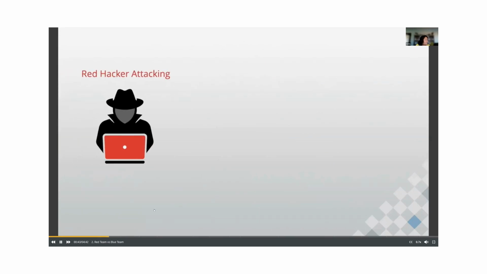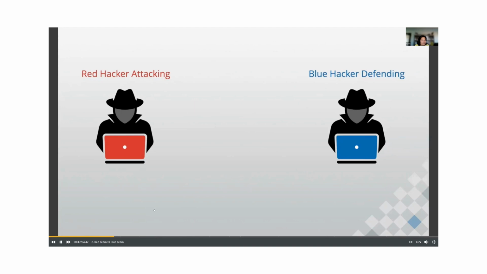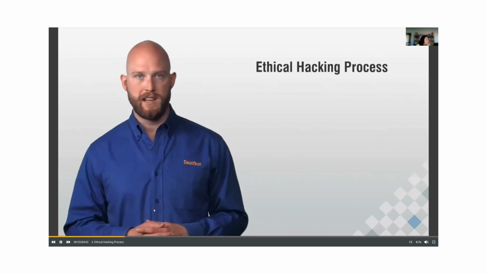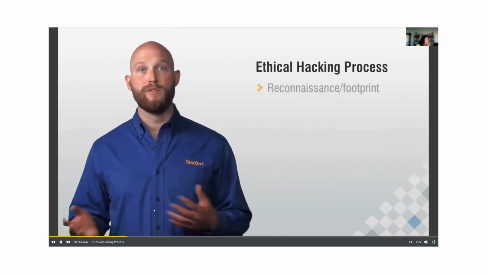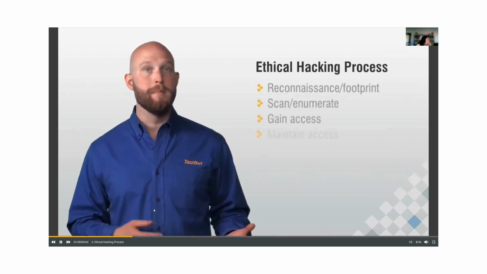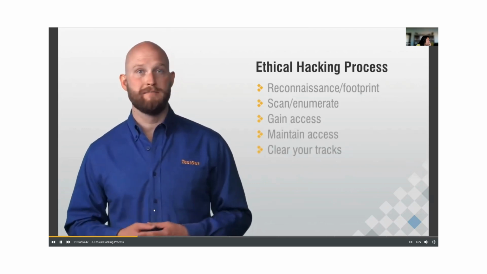Red team and blue team are other terms you'll run across. In the cybersecurity field, an offensive security team is called a red team, and a defensive security team is called a blue team. As the red team attempts to break into a system, the blue team works to keep them out. There are 5 phases in the ethical hacking process. They are reconnaissance or footprinting, scanning and enumeration, gaining access, maintaining access, and clearing your tracks. Let's look at each phase.